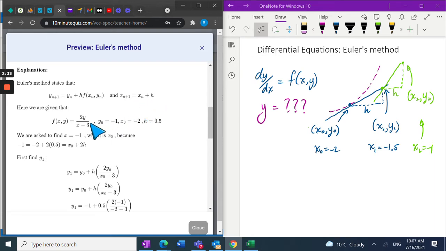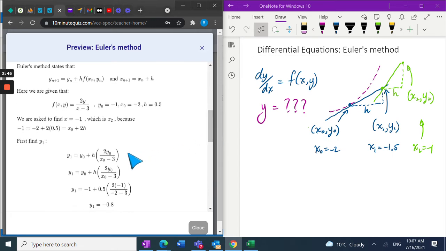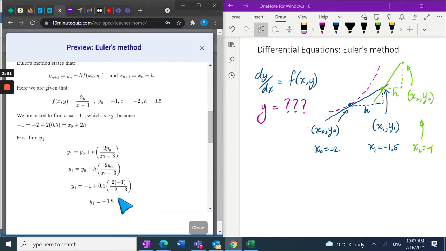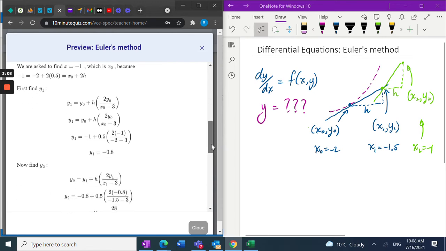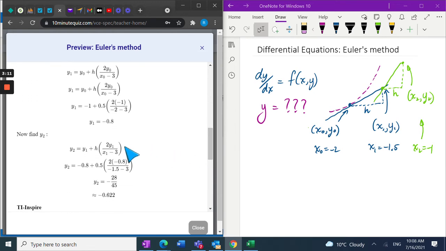So this is our derivative function, our initial x value and y value. We can put that all into our Euler's method formula to get an estimate for y1. Putting in x0, y0, and h, we can find that y1 is approximately -0.8. We then repeat the process with y1, x1, which we said was -1.5 because it's one step across and our step size is 0.5, and h, of course, is still 0.5. So we repeat the process to get an estimate for y2, and that's the answer to the question.